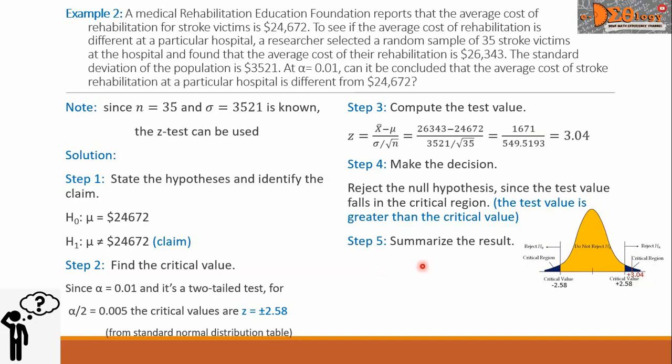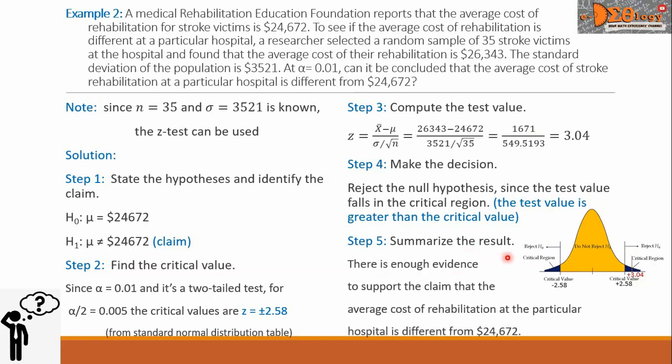So for step 5, we summarize the result, and we say that there is enough evidence to support the claim that the average cost of rehabilitation at the particular hospital is different from $24,672. By the way, when we reject the null hypothesis, we are accepting the alternative hypothesis. This is the final answer.